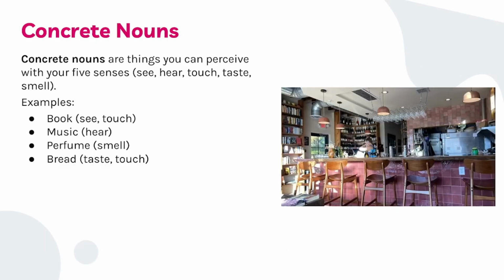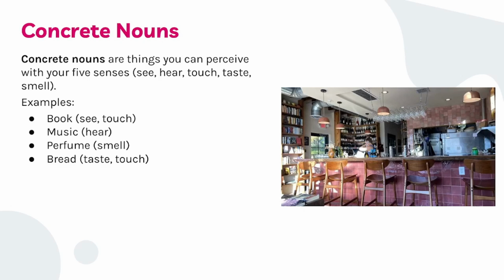Concrete nouns. Now, concrete nouns are things you can perceive with your five senses. For example, you can see, touch, taste, or smell. When you talk about concrete nouns, you say a book, you can touch and see. When you talk about perfume, you can smell. Bread, you can taste, you can touch. Music, you can hear with your ears.